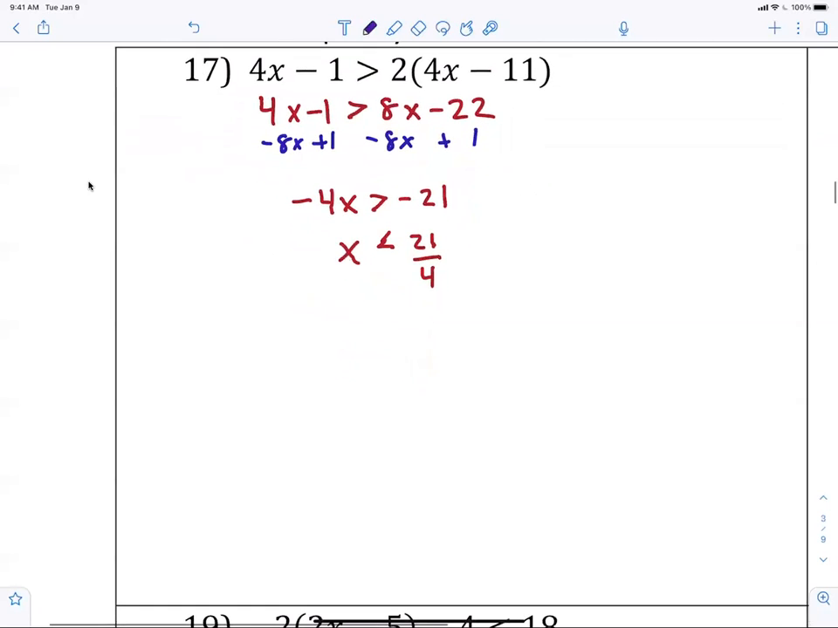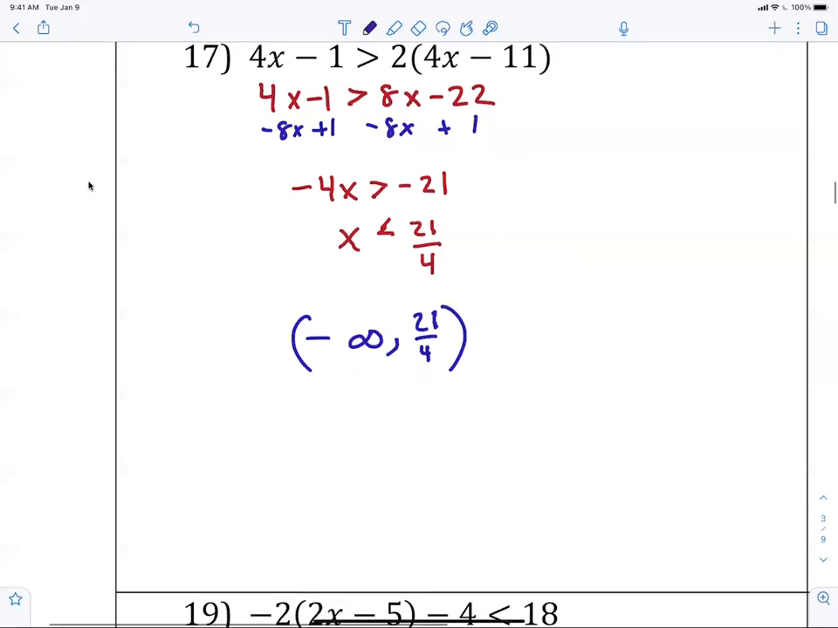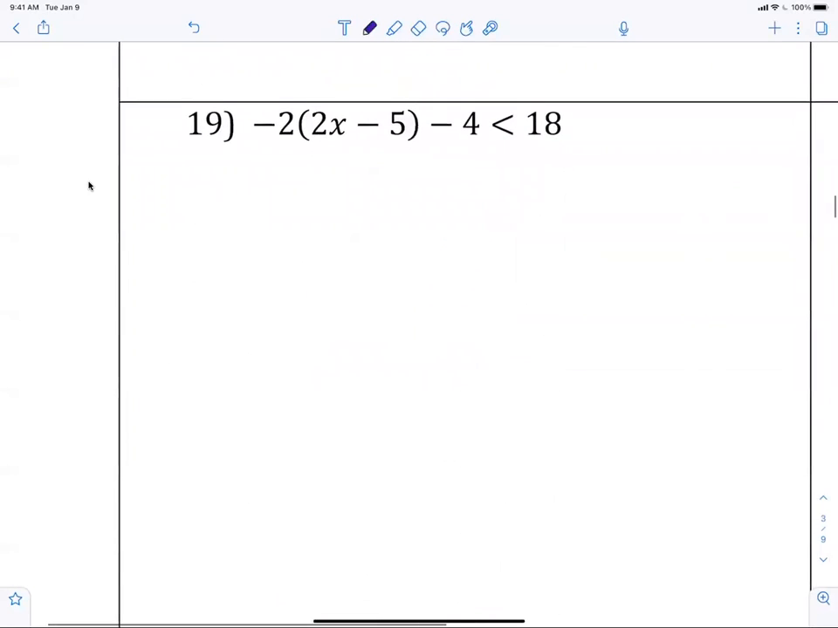So if I'm less than 21 fourths, that means I'm going from negative infinity to 21 fourths. What do you want it to be? Wouldn't it be 7? Are you thinking 21 divided by 3? Wait, no. I don't know.